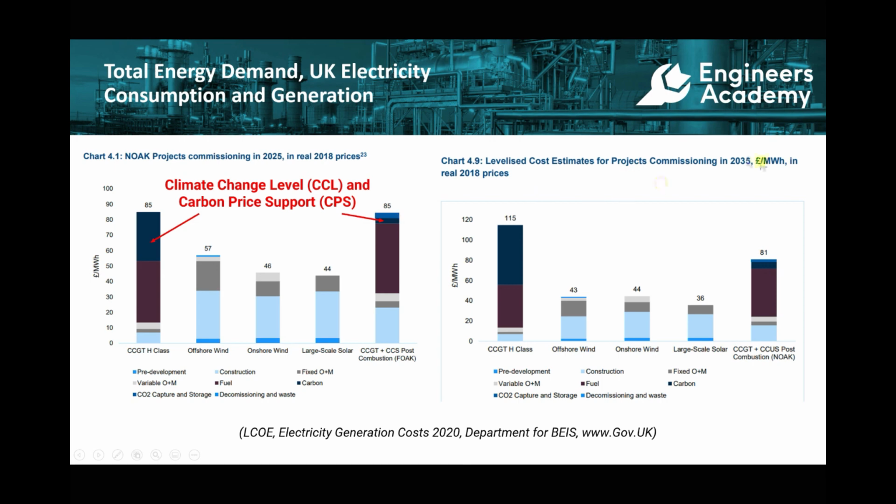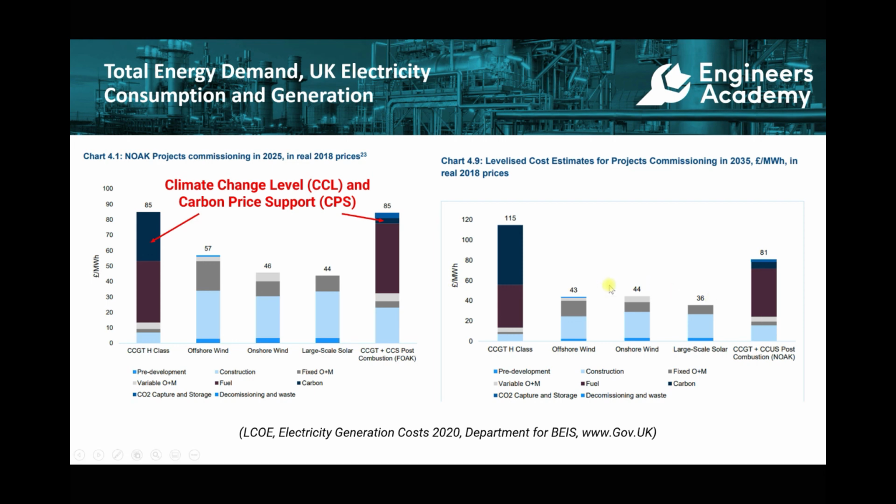So moving on to the year 2035, we see the cost of offshore wind, onshore wind and large-scale solar decreasing as the technologies improve and infrastructure improves. We also see that the cost of the combined cycle gas turbine plant with the carbon storage and post-combustion is slightly lower than in the year 2025. Now this is largely due to the fact, as you can see, that the carbon taxes are significantly reduced where carbon storage is being employed.